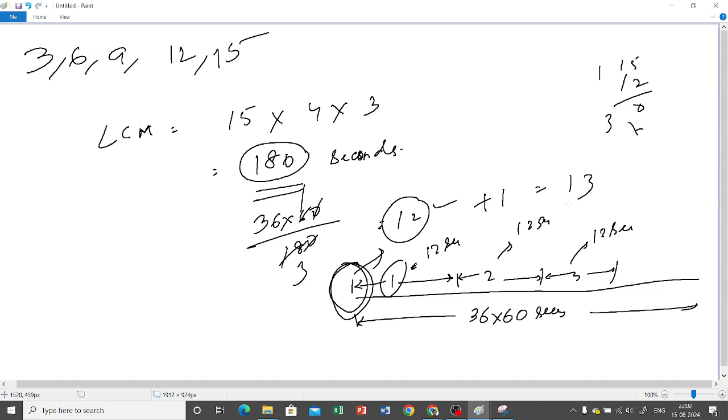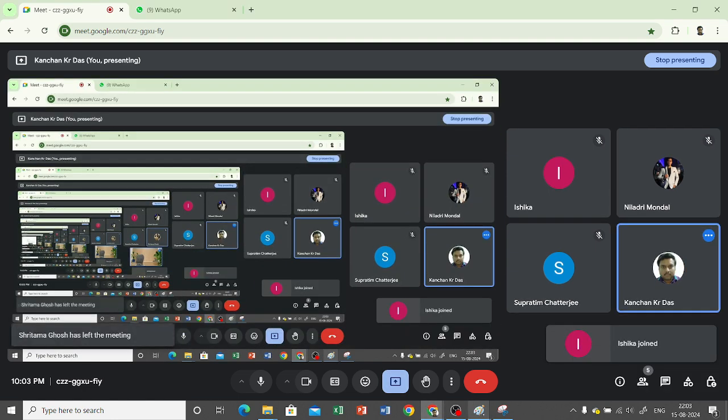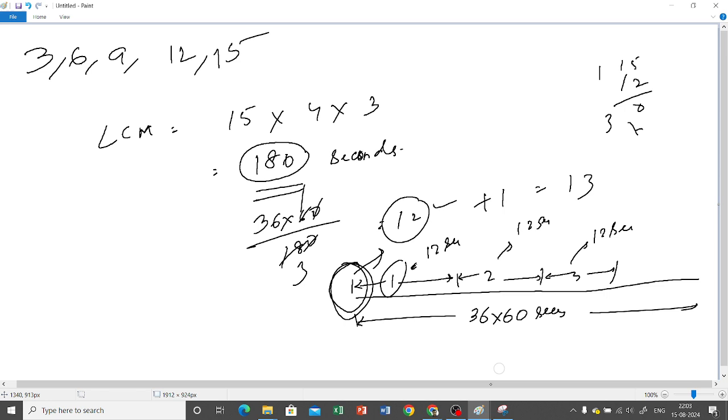Okay, so it is the same as that fence sum. Number of intervals plus 1 is the number of posts. So here the number of rings is 12 plus 1, that is 13. So please keep that in mind.